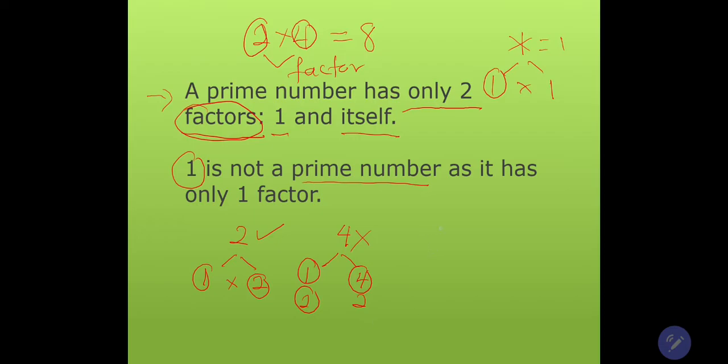Now let's say for 7. How do you make 7? Find the factors: 1 and 7, and there's nothing else you can multiply to get 7. So there are only 2 factors, so 7 is a prime number. So that is the basic way to identify a prime number.